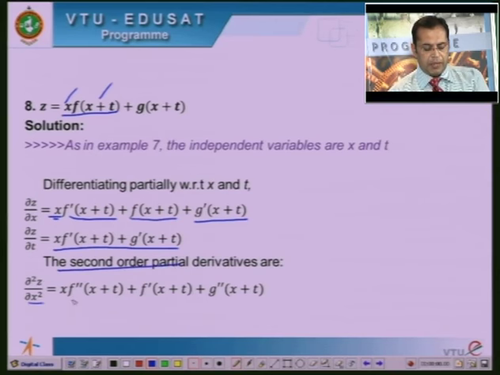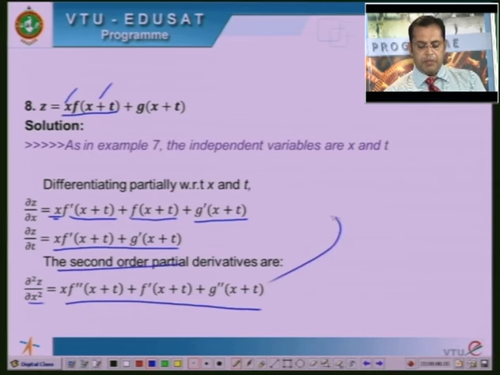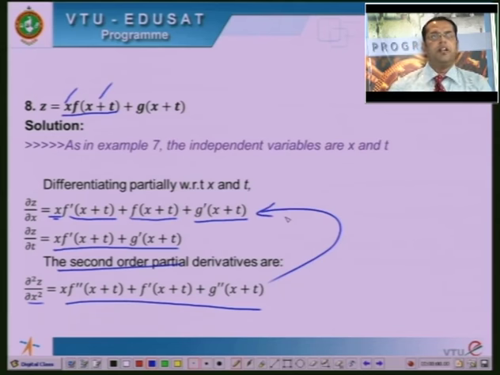Go to the second order partial derivatives. ∂²z/∂x² by differentiating ∂z/∂x partially with respect to x again. So, apply product rule for the first term, which is x into f' is f''(x+t) plus f'(x+t) into 1. Then again this f(x+t) becomes f'(x+t), and g'(x+t) transforms to g''(x+t).